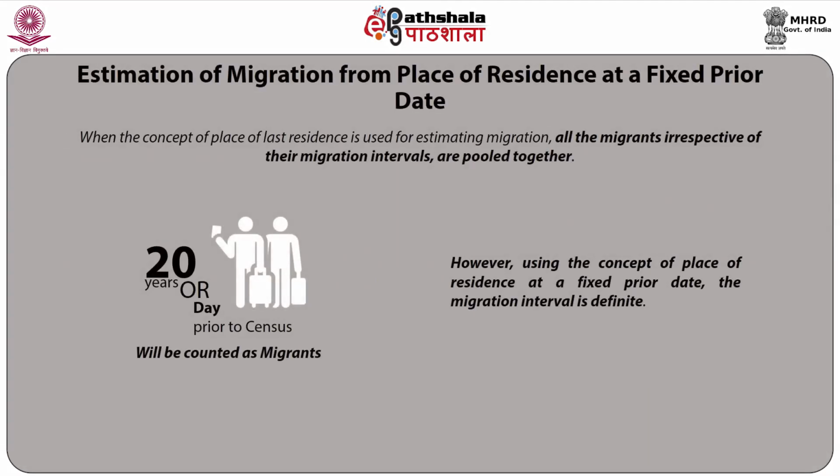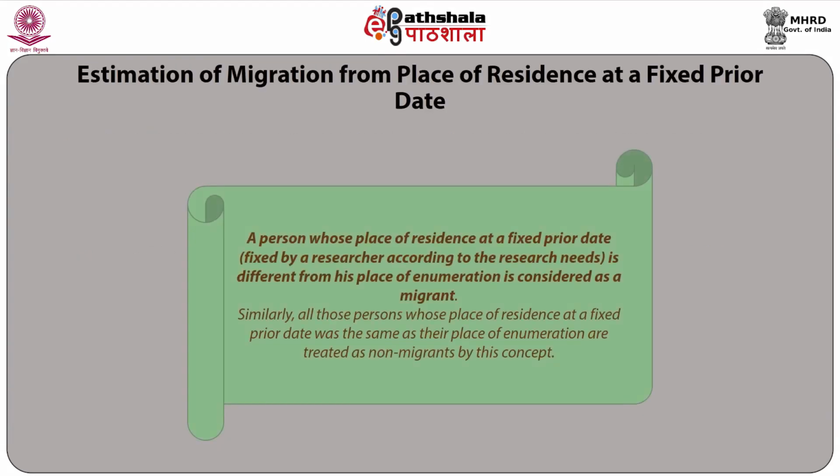When the concept of place of last residence is used for estimating migration, all the migrants, irrespective of their migration intervals, are pooled together. For example, all the migrants who migrated either 20 years back or a day prior to the census are counted as migrants. However, using the concept of place of residence at a fixed prior date, the migration interval is definite. A person whose place of residence at a fixed prior date, fixed by a researcher according to the research needs, is different from his place of enumeration, is considered as a migrant. Similarly, all those persons whose place of residence at a fixed prior date was the same as their place of enumeration are treated as non-migrants by this concept.